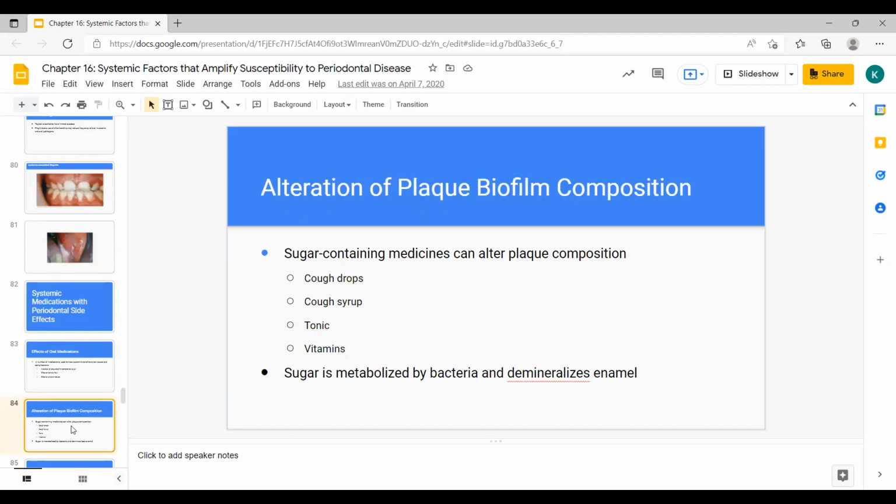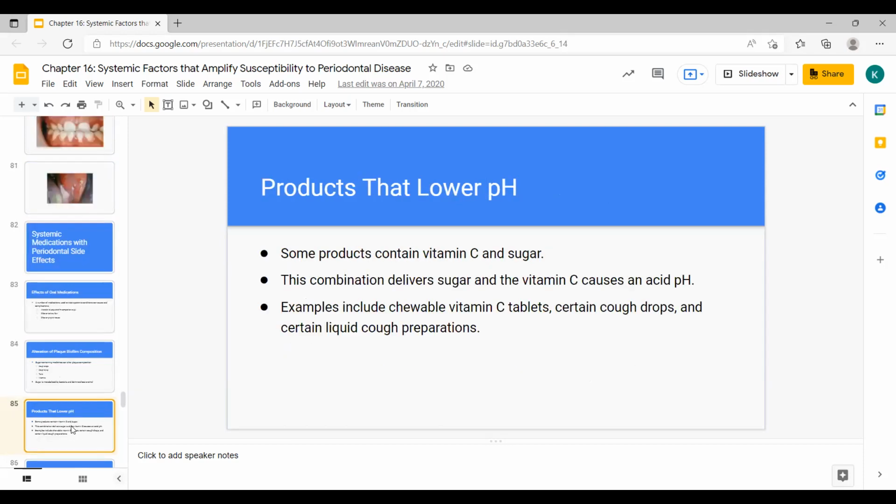Sugar-containing medicines can alter plaque composition: cough drops, cough syrup, tonics, vitamins. It's important to ask patients, if you see patients with a ton of cavities, especially dry mouth, if they're sucking on something to keep the salivary flow going. We want it to be a xylitol-containing lozenge rather than a cough drop. Or if they are using cough drops, if they have COPD or something like that, make sure it's sugar-free.